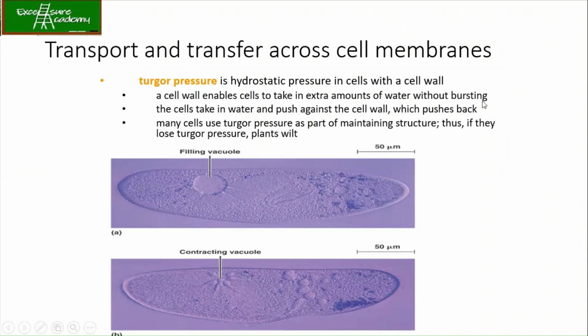Now without bursting, the cells take in water and push against the cell wall, which pushes back. Now many cells use turgor pressure as part of maintaining the structure, and if they lose turgor pressure, the plant starts wilting. So you must have seen the plant, एक खिलखिलाता हुआ लीफ होगा और एक मुरझाया हुआ. So that is all because of the turgor pressure if you have seen. ठीक है.